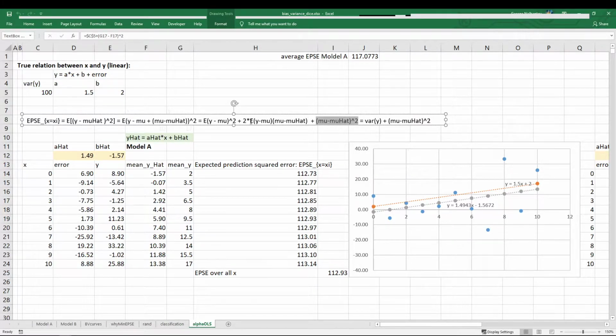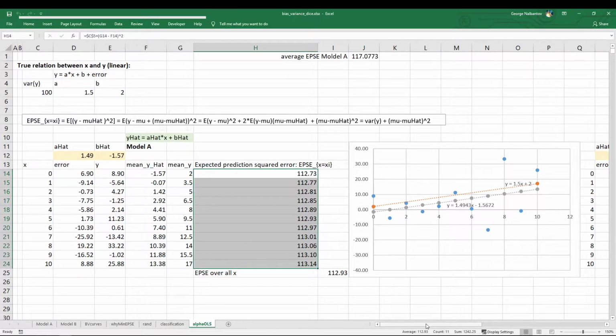Because OLS is an unbiased estimator in this case, the expected value of mu hat will be equal to mu. Therefore, this term will be 0. And what we'll have is just the variance of y plus the difference between prediction and the truth, squared. So this is our prediction error in the future. But we can compute it only because we knew mu. We know what is the truth. So here it is. Can we have another model?